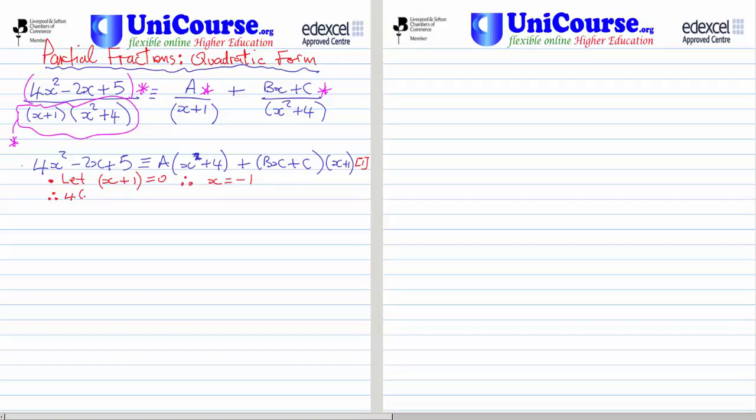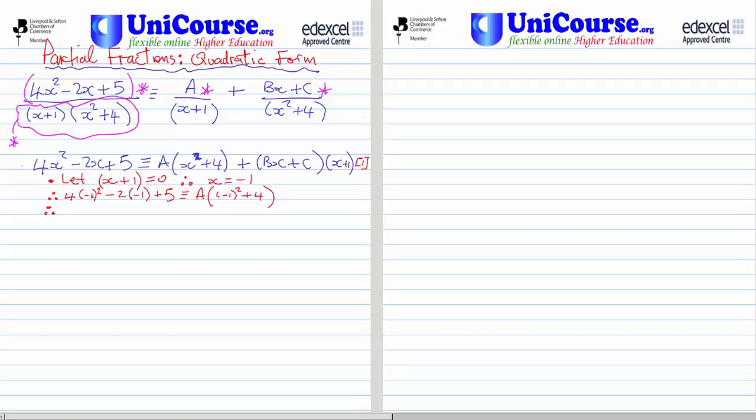Therefore, 4 lots of minus 1 squared minus 2 lots of minus 1 plus 5 is equivalent to A lots of minus 1 squared plus 4. And I don't need to write anything else for this lot because minus 1 plus 1 gets you to 0, and 0 times all that bracket gives you 0. So this is a good expression for us to analyze now. Let's simplify things a bit more.